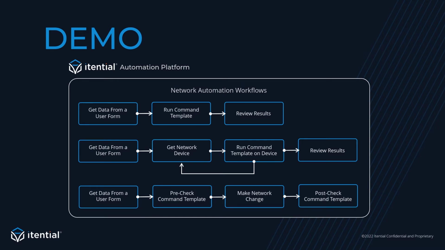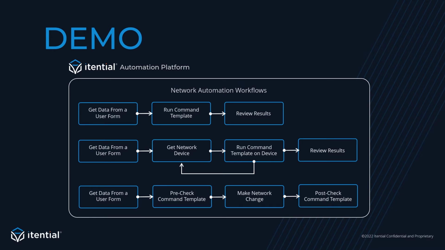We'll review the results. Then in the second automation, we'll do something that's probably very useful: we'll look for a MAC address on a number of network devices, and we'll use command templates for that. We'll introduce the ability to input data from a form and do some looping with a for each loop, as we also pull the list of network devices from another area of our platform, from inventory. Then we'll review those results.